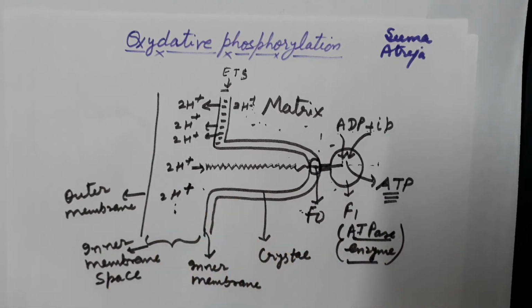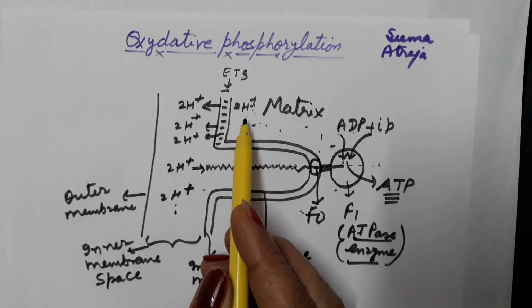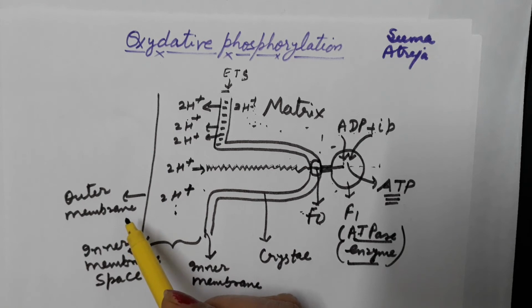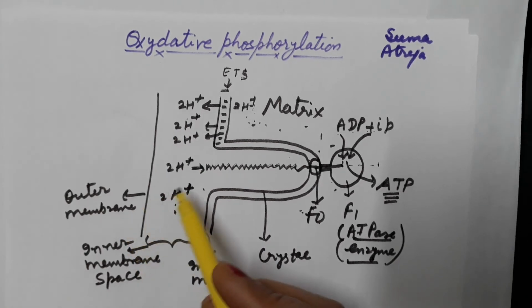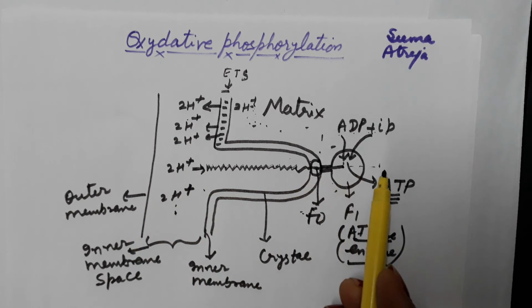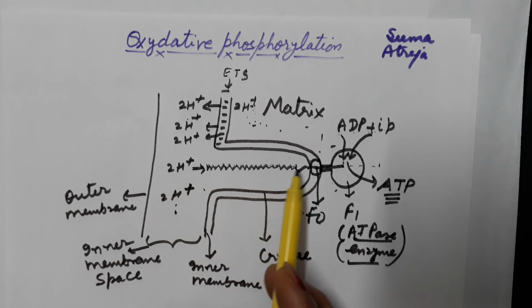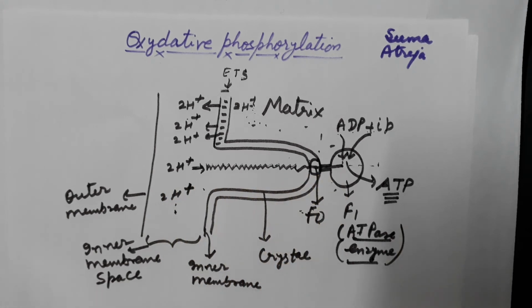When NADH2 is oxidized, 3 pairs of protons pass from matrix to inner membrane space. One proton pair passing through the FOF1 particle produces 1 ATP, and when 3 proton pairs pass through the FOF1 particle, 3 ATP are produced. So oxidation of 1 NADH2 through oxidative phosphorylation gives us 3 ATP.